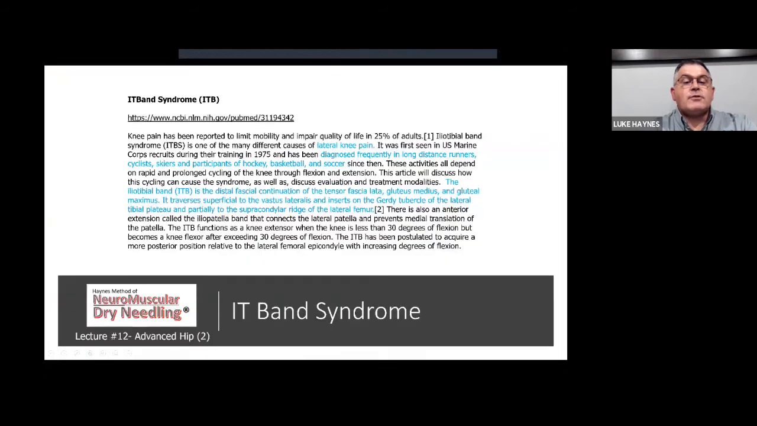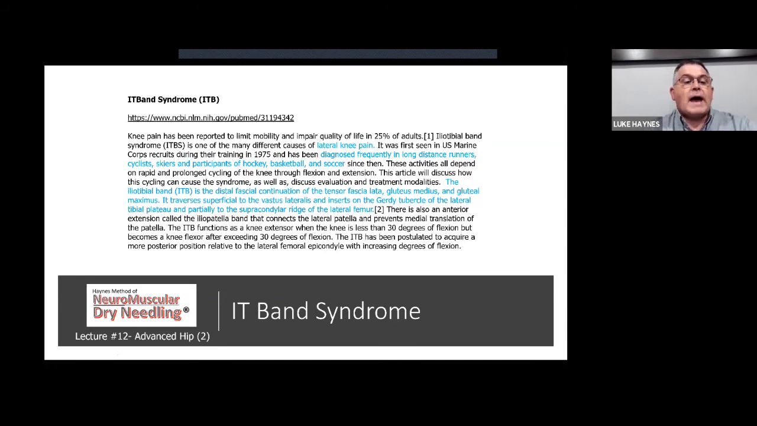For IT band syndrome here, we're going to discuss it more from a lateral knee pain standpoint. Typically, when we talk about IT band syndrome, it is that friction syndrome, the runner's knee business down at the knee. However, we also know that it originates proximally at the TFL, and that has an impact on the greater troch bursitis that we discussed.